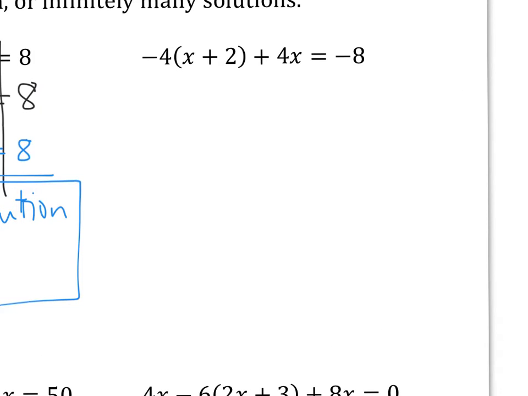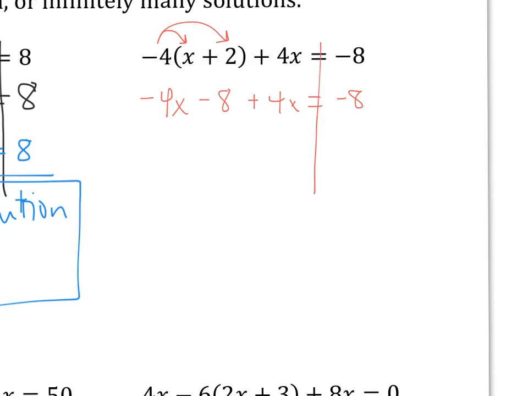Okay, let's take a look at our next example. I'm going to solve this equation for x. So again, distributive property. Negative 4 times x is negative 4x, and negative 4 times 2 is negative 8. Plus 4x equals negative 8.